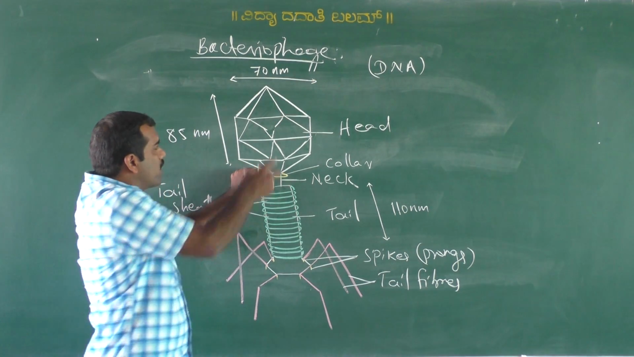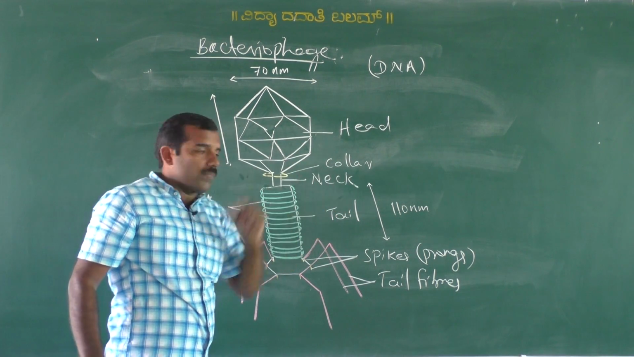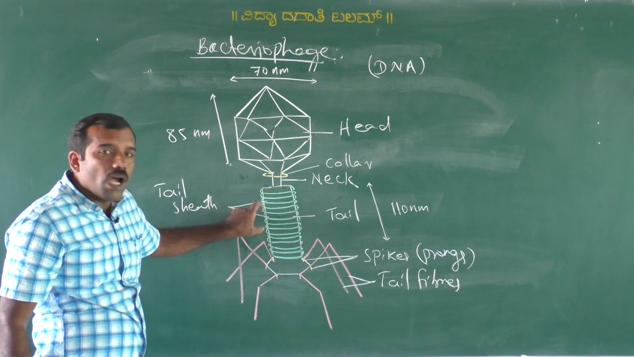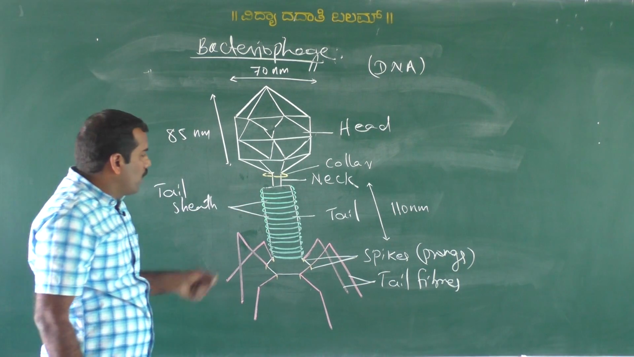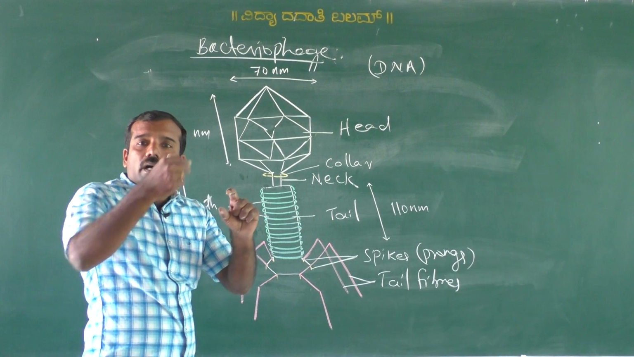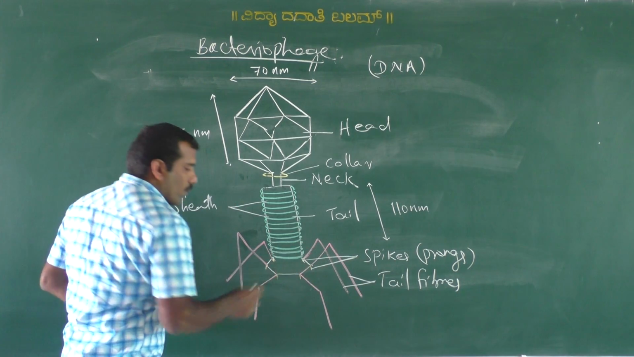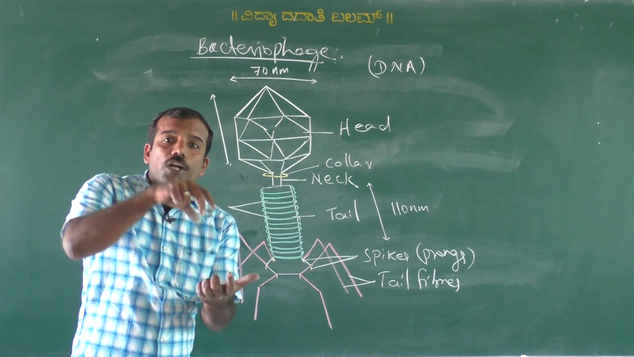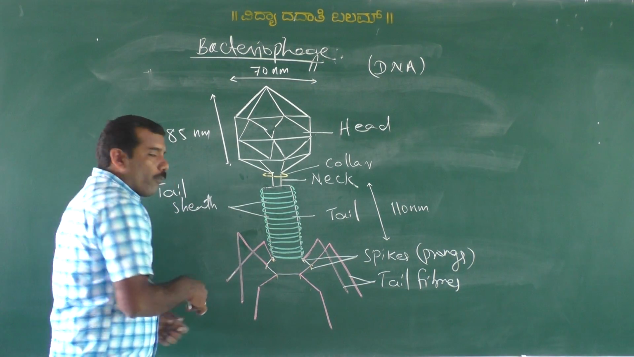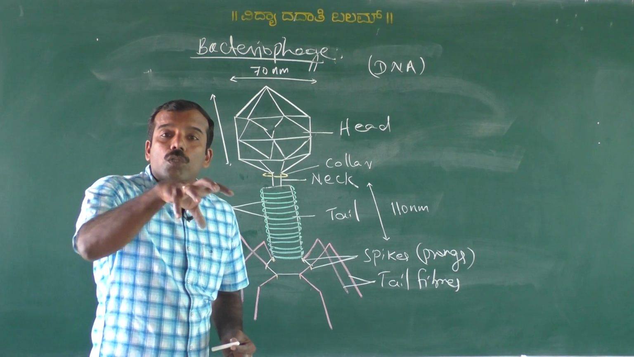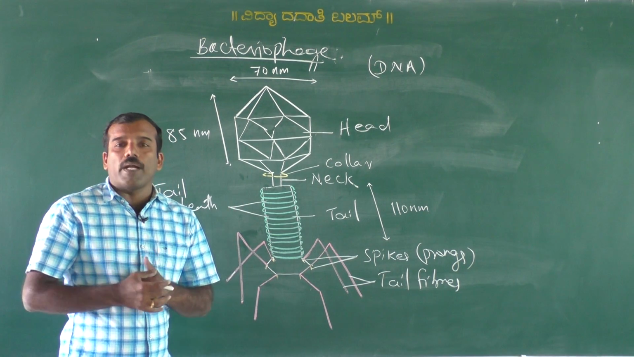There is a narrow region, the connection between head and tail, and this region is called the neck with collar. Then this is the tail, having a protein called the contractile tail sheath, which undergoes contraction that helps in introducing the genetic material into the host. These are spikes, which help in introducing the genetic material into the host body by making holes, and these are fibers, which help in attachment to the host. This is a brief structure of bacteriophage.